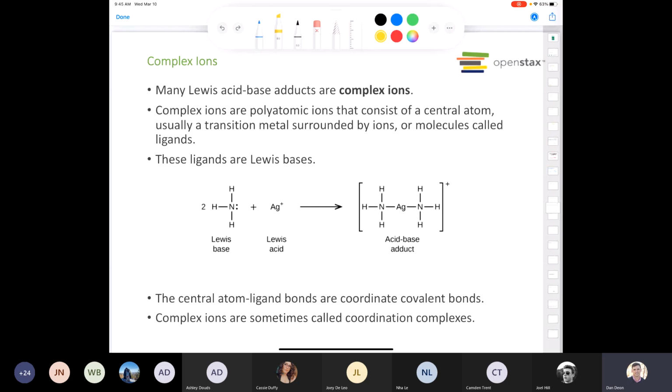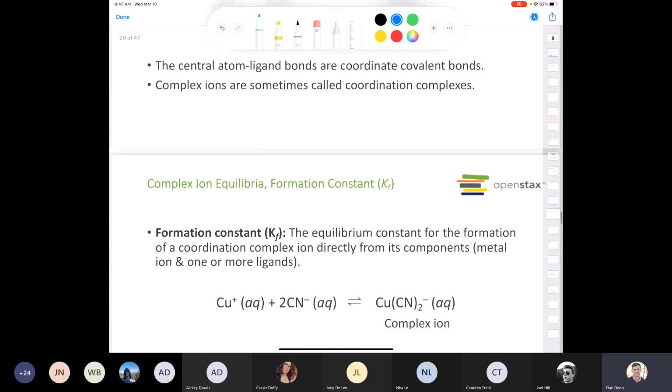Other examples of ligands are things like water, which is oftentimes seen as a ligand. Also, ions like cyanide or hydroxide come up pretty often as ligands. Again, the reason why they're Lewis bases is because they donate a pair of electrons to the central atom. So, coordination complexes, coordinate covalent bonds, Lewis acids, Lewis bases, ligands. These are all things that you need to be aware of moving forward.